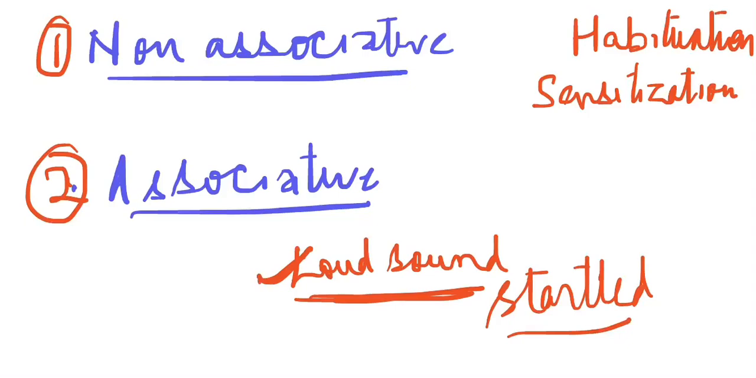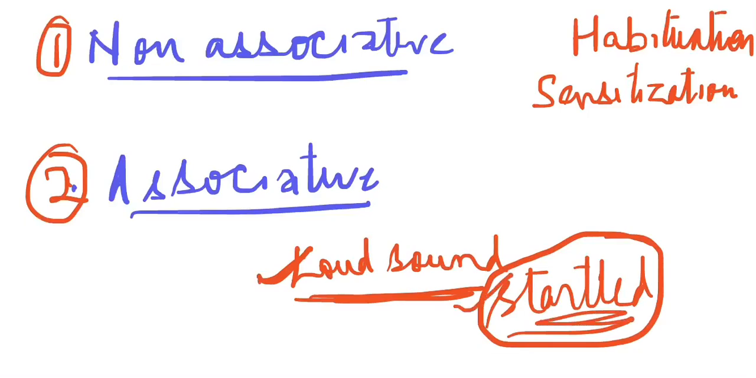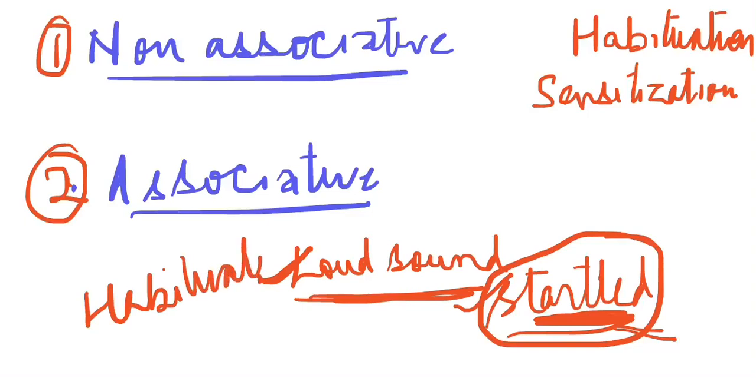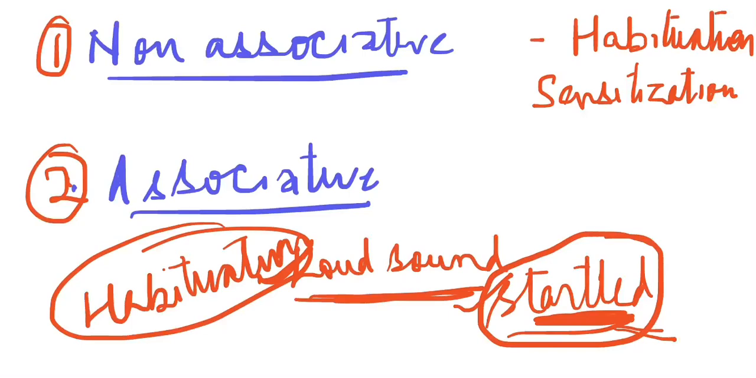Like the first loud sound stimulus startled you, and if that loud sound stimulus is given repeatedly, that startle response will become successively lesser and lesser. That thing is called habituation. You will get habituated to that particular single stimulus, right? That is non-associative learning, meaning there is no association of your behavior with the stimulus to any extra thing.